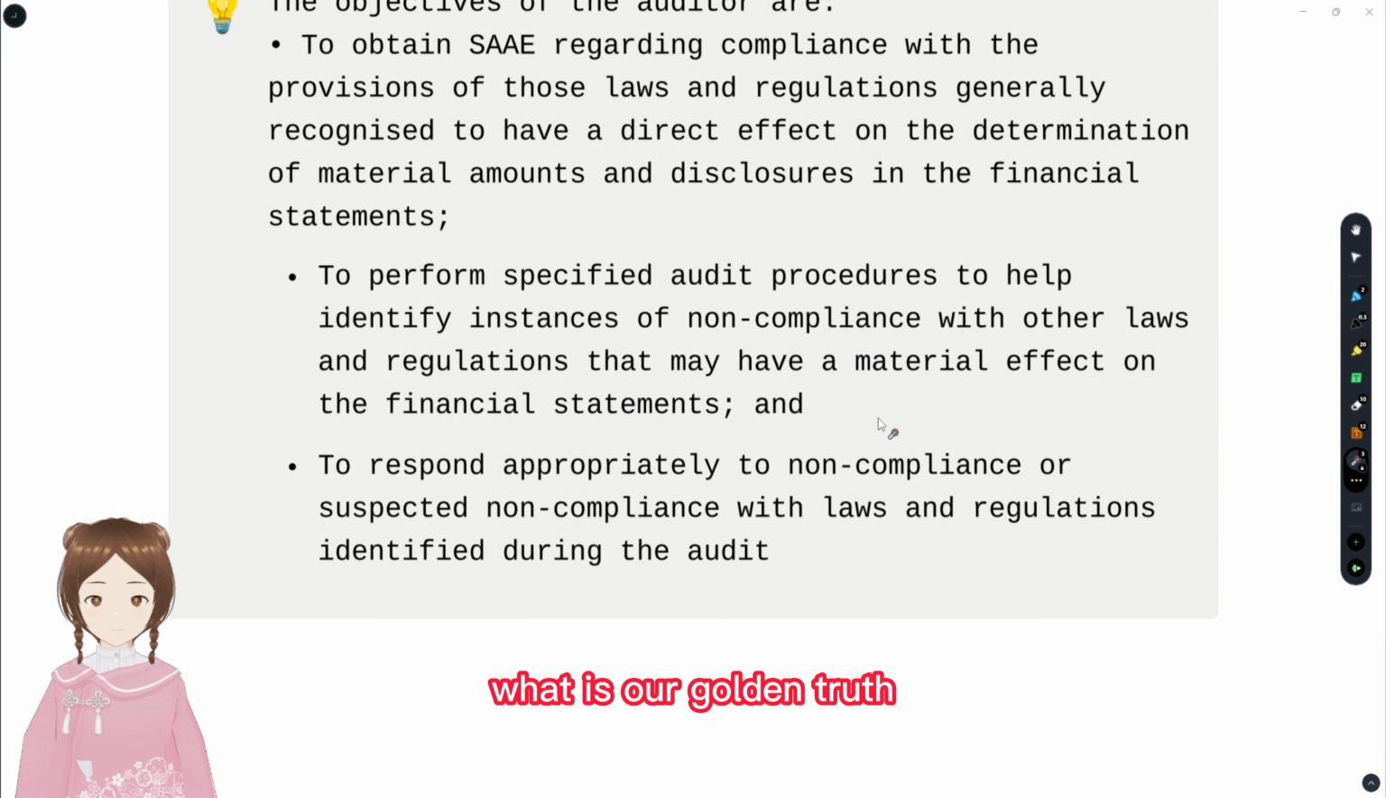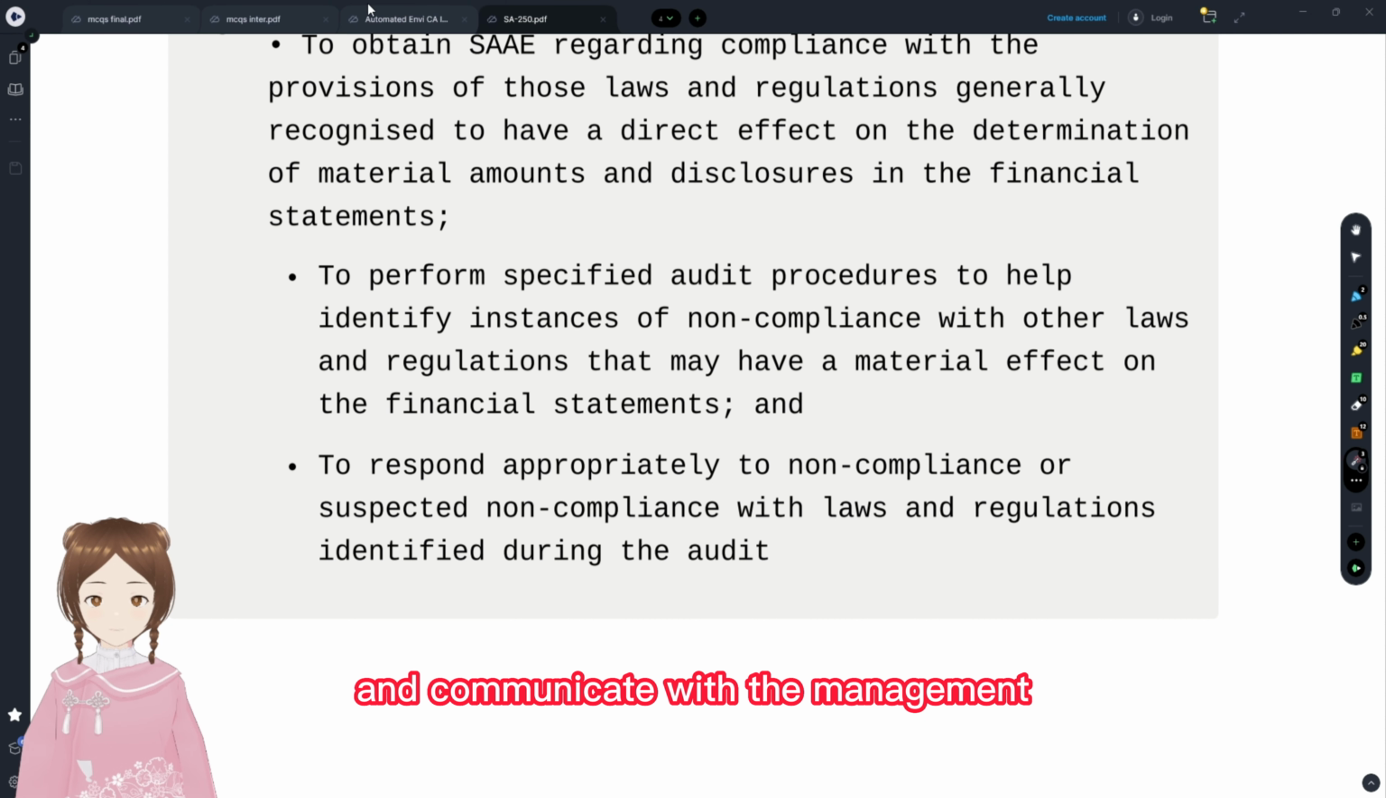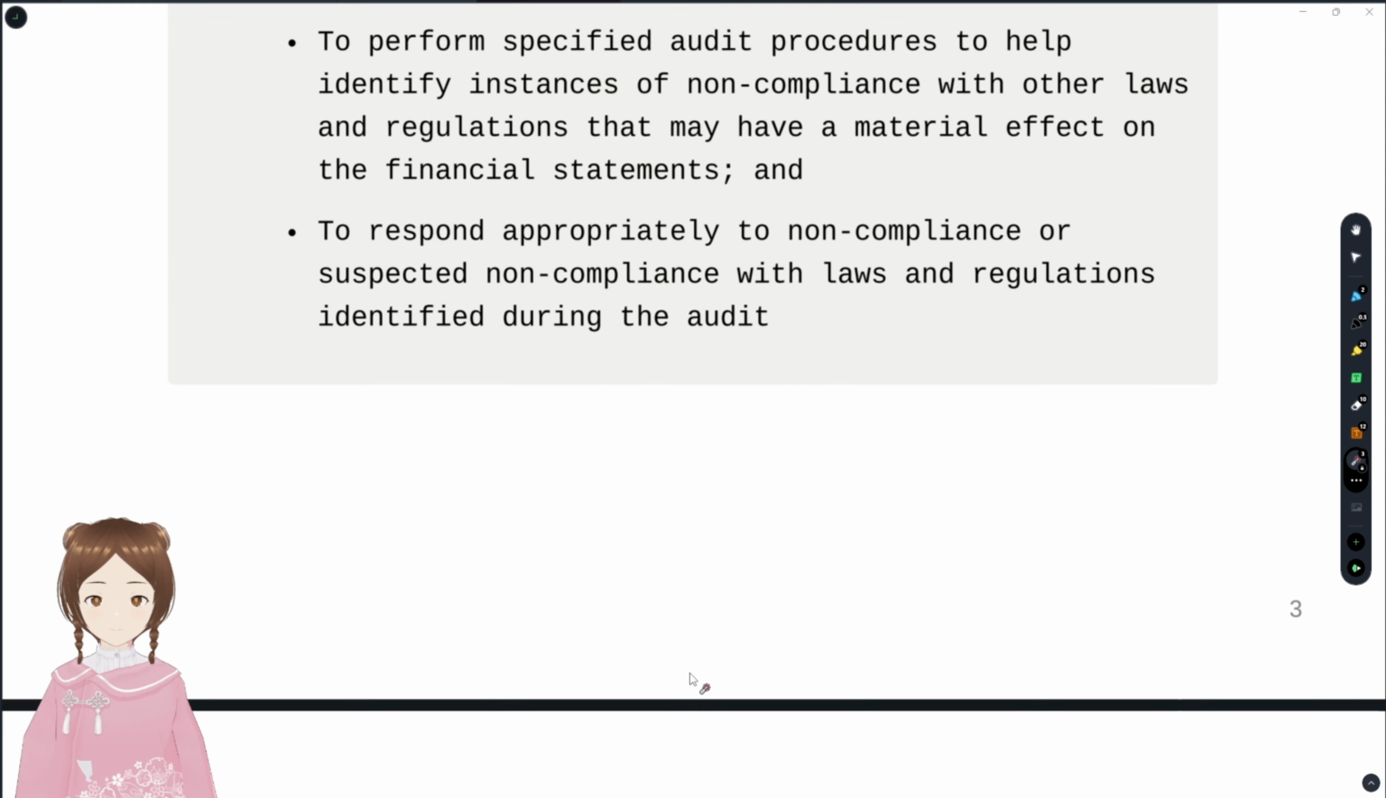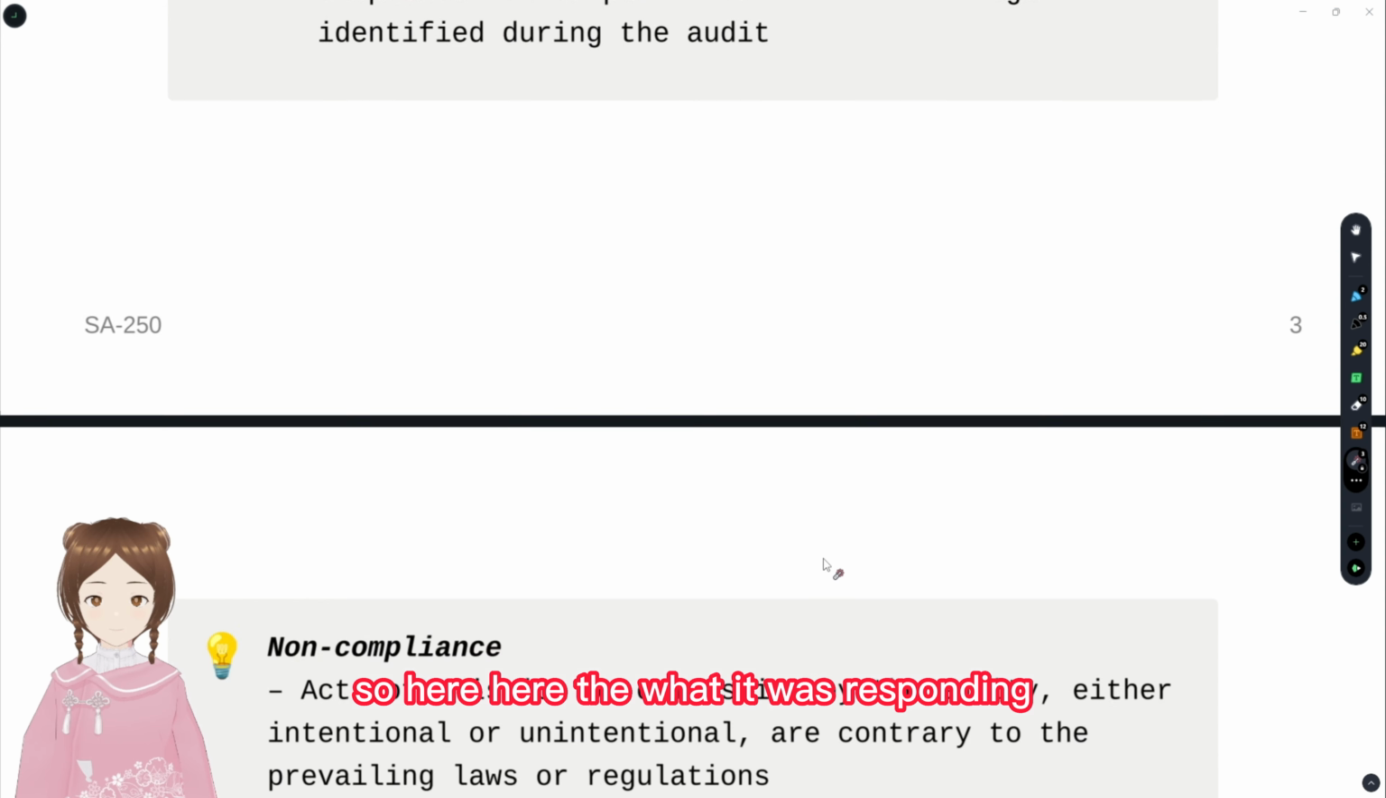What is our golden rule? Whenever the auditor finds any fraud, irregularity, or error, what does he have to do? He has to respond to that risk or error and communicate with the management, unless they were involved in such irregularity or fraud. So here the auditor is responding.